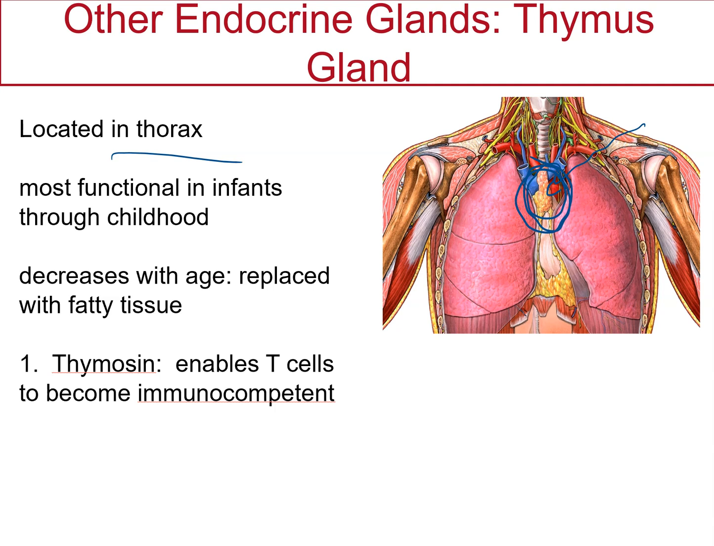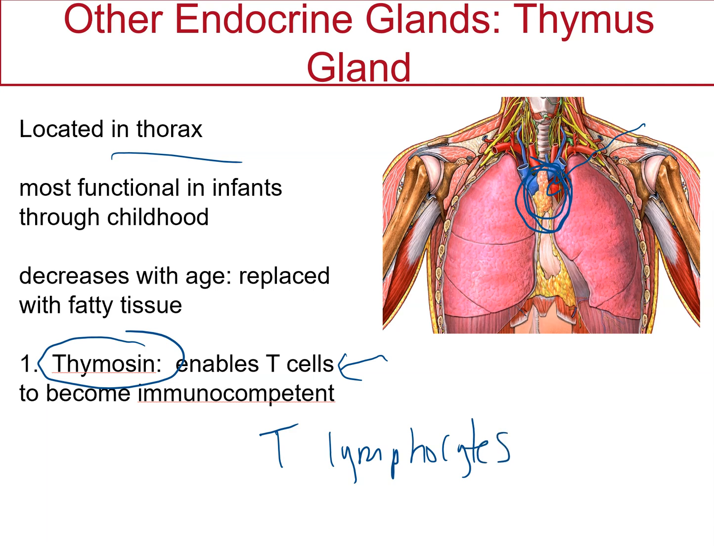It's most functional in infancy through childhood, and as we get older, it gets replaced with fatty tissue and slowly atrophies and doesn't work as well. The hormone we're going to look at is called thymosin, so thymosin from the thymus gland, and it trains your T cells. So you've probably heard of your T lymphocytes before. These are white blood cells, or we call them T cells. It makes them immunocompetent.